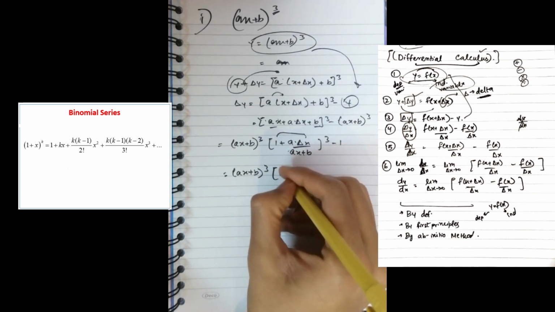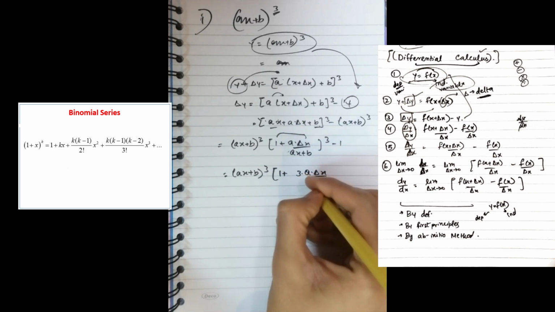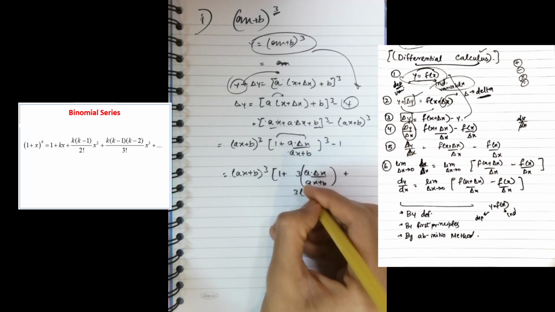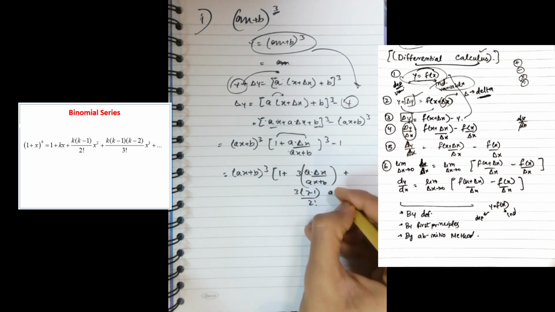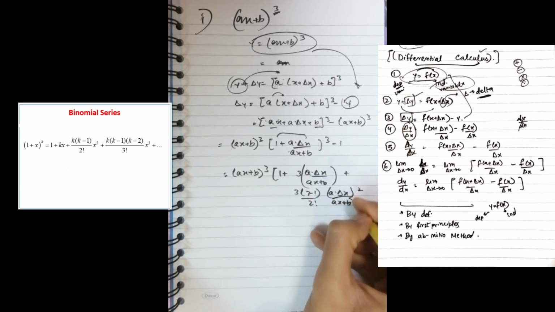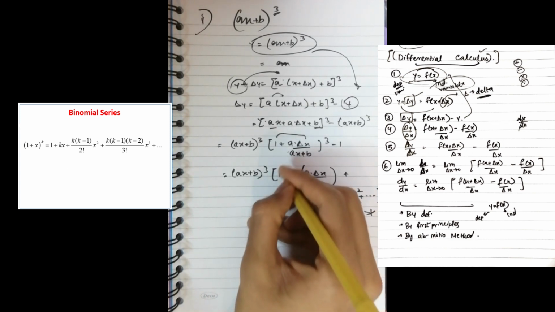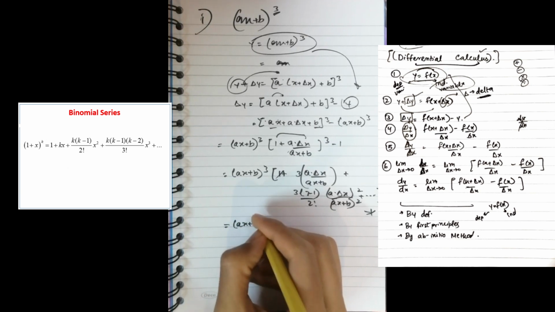So 1 plus 3 times aΔx divided by (ax + b), plus 3(3 minus 1) divided by 2 factorial times (aΔx)^2 divided by (ax + b)^2, plus and so on, minus 1. So we are going to cancel these two, and what remains is (ax + b)^3.